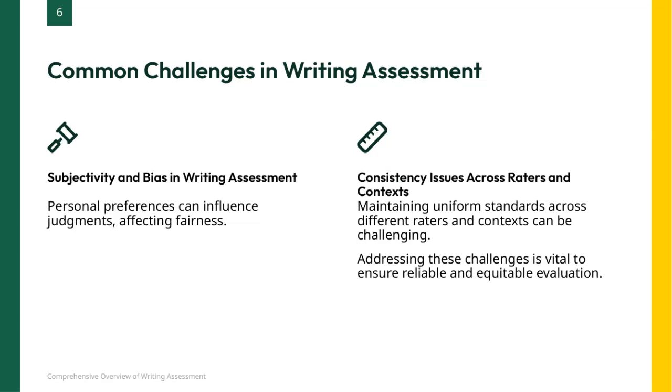When it comes to writing assessment, one of the biggest challenges we face is subjectivity and bias. Personal preferences, whether we realize it or not, can influence how we judge a piece of writing. This can impact fairness, making it hard to ensure that every writer is evaluated on the same grounds. Another significant challenge is maintaining consistency across different raters and contexts. Different evaluators might have varying interpretations of the criteria, and the context in which the writing is assessed can also affect the standards applied.